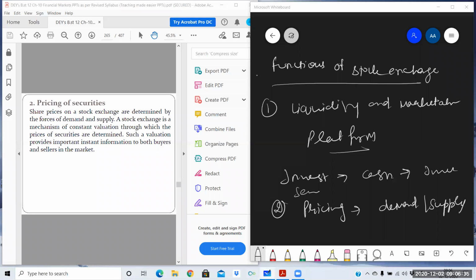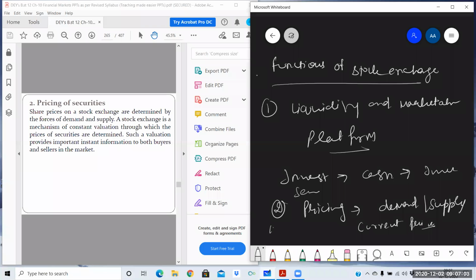So in this manner, with the help of demand and supply forces, pricing of the shares or securities of a company is done. So it makes continuous valuation of securities and quotes prices of various securities. It helps the investors to know about the current prices of their investments as well as the present worth of their investment.